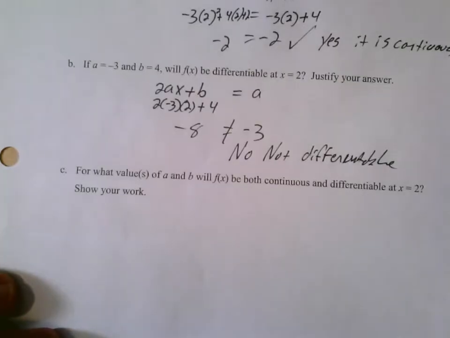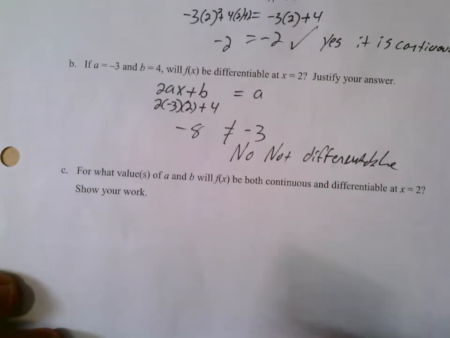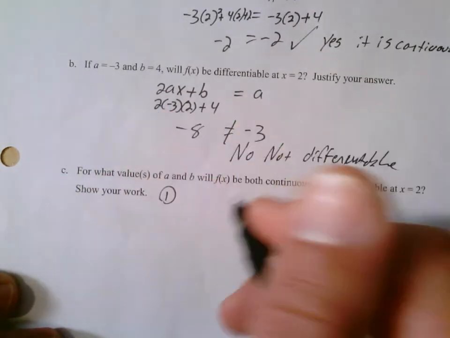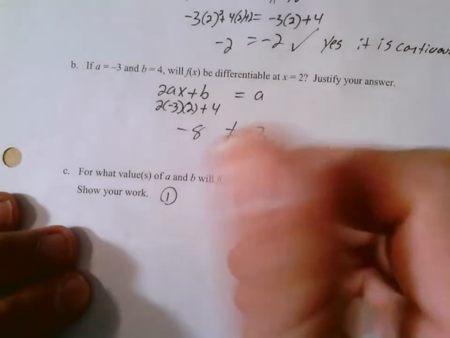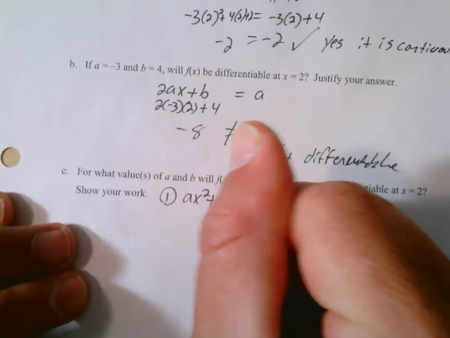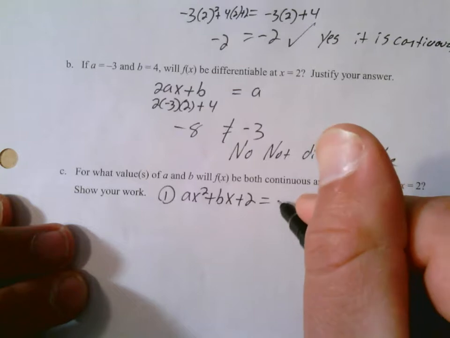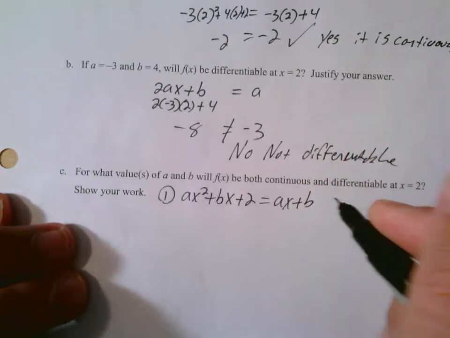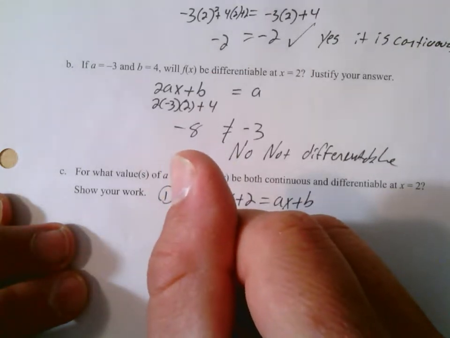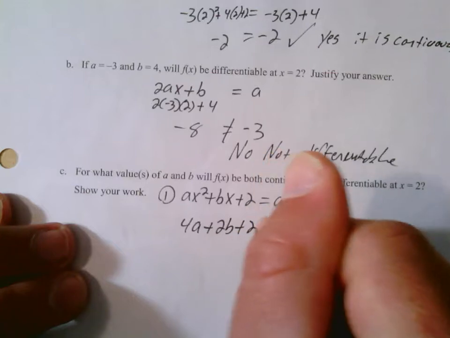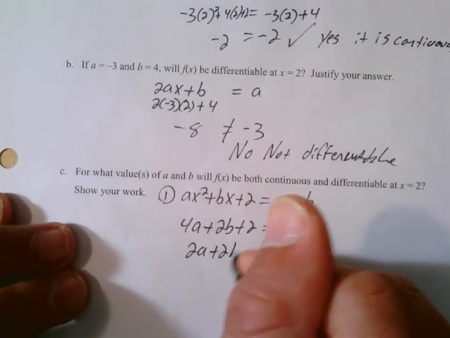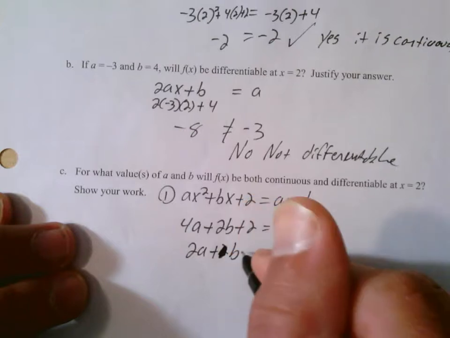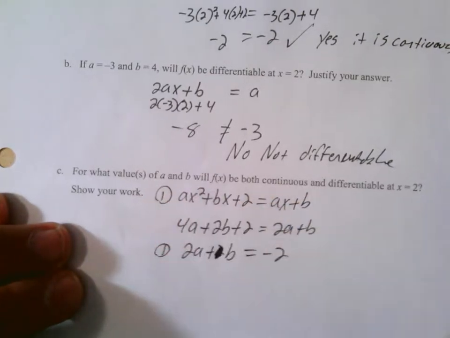Alright, so now it wants to know what values will be both continuous and differentiable, so we're going to have to set up a system. Equation number 1 is going to come from the limits. So ax squared plus bx plus 2 equals ax plus b. And at x equals 2, 4a plus 2b plus 2 equals 2a plus b. Let's get all the a's together. 2a plus b equals negative 2. So there's equation number 1.